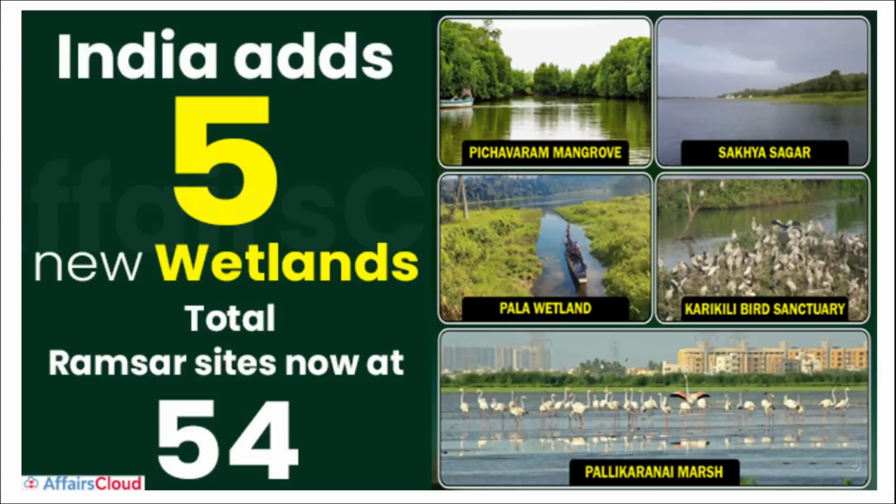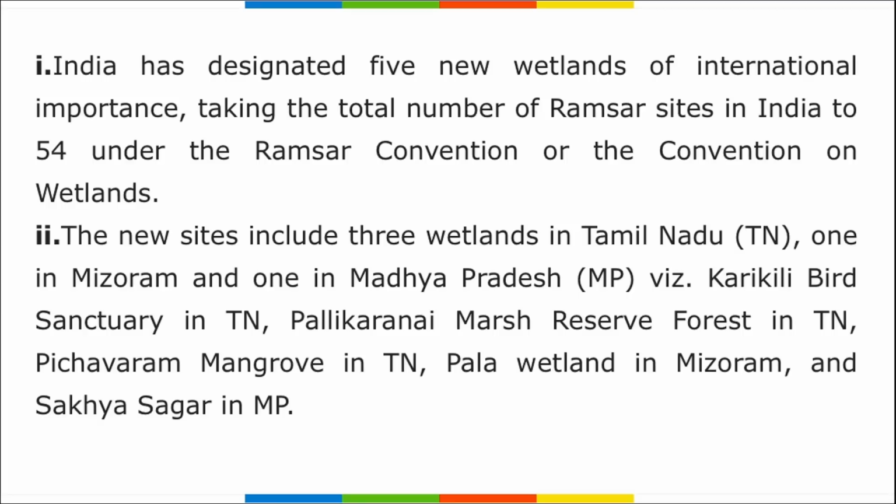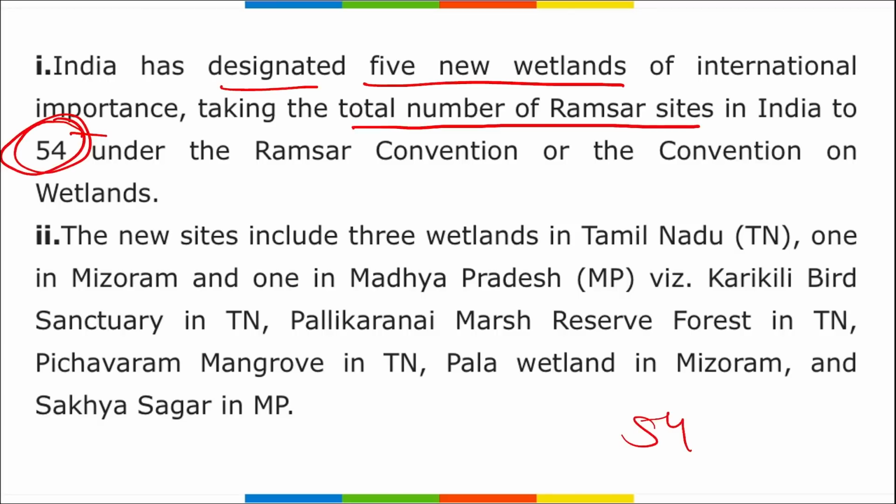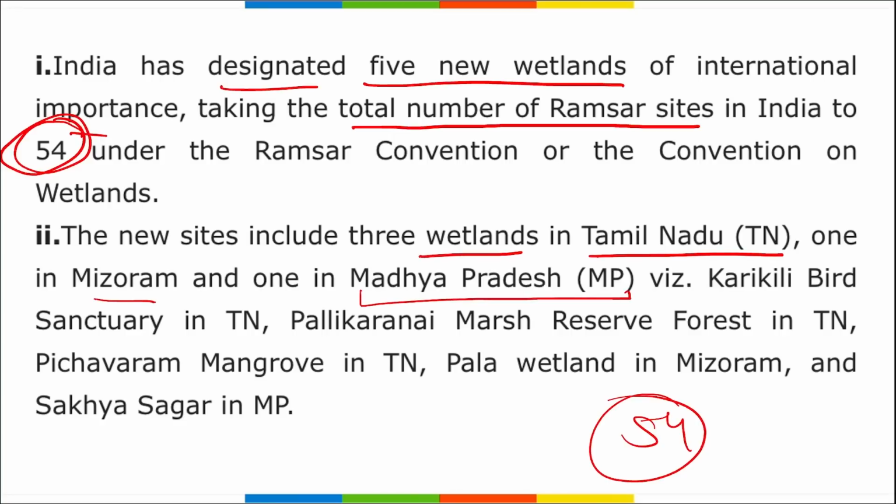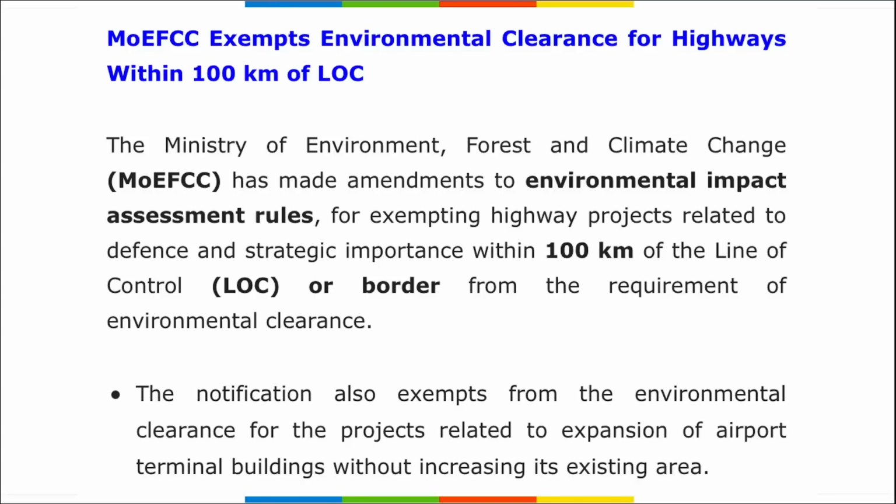Coming back, next is India added 5 new wetlands. Now how many Ramsar sites are there in total? 54. As I told you earlier, there were 49 Ramsar sites. Now 5 more have been added, and now a total of 54 Ramsar sites are there in India. Here you can see Sakhya Sagar, Pichavaram Mangrove, Palla Wetland, Kali Bird Sanctuary, Pallikaranai Marsh. So these have been added as new wetlands, and now there are 54 total Ramsar sites in India. India has designated 5 new wetlands of international importance, taking the total number of Ramsar sites in India to 54. Very important number, friends. The new sites include 3 wetlands from Tamil Nadu, 1 from Mizoram and 1 from Madhya Pradesh. Highly important, remember this.